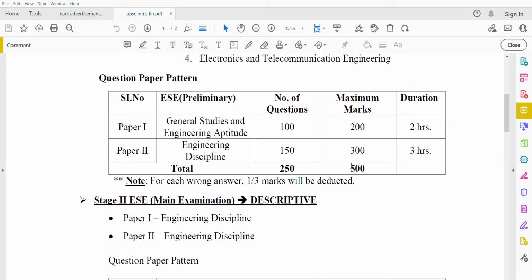So the total marks for the preliminary examination is 500. Marks will be out of 500. Here, for each wrong answer, 1 by 3 marks will be deducted. Nearly 0.33 marks will be deducted.